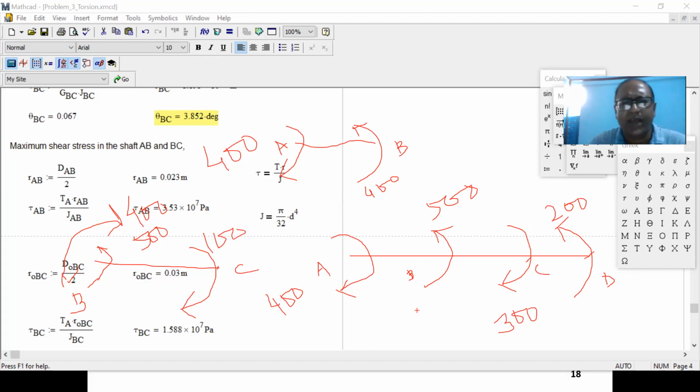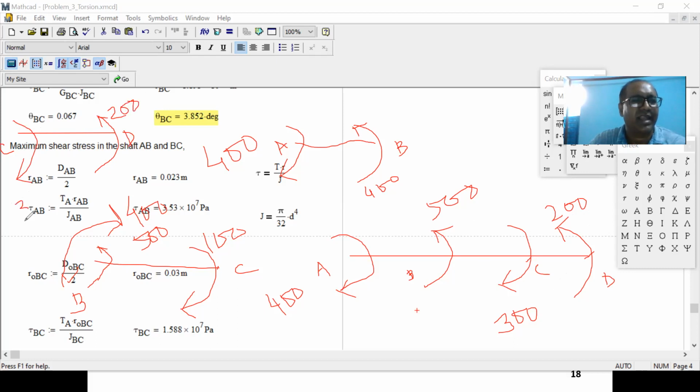So now we can balance the last part. Let me draw it over here. This D 200, you cannot change it. We are saying this is D, this is C, right? Now at point C, 300, which direction? Clockwise, right?